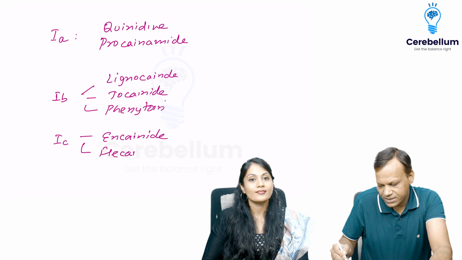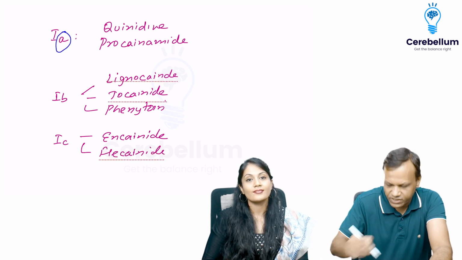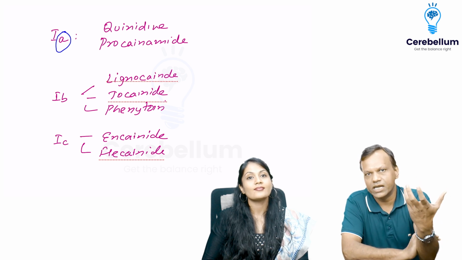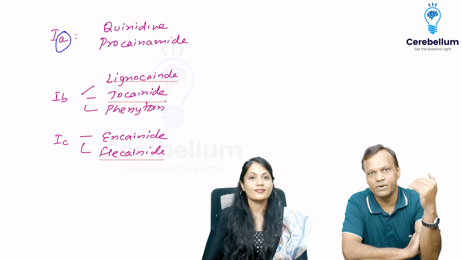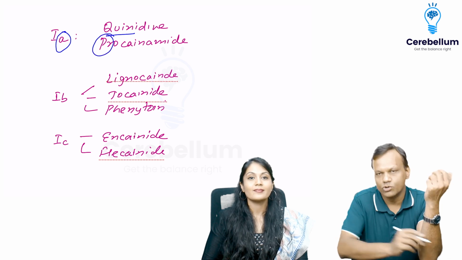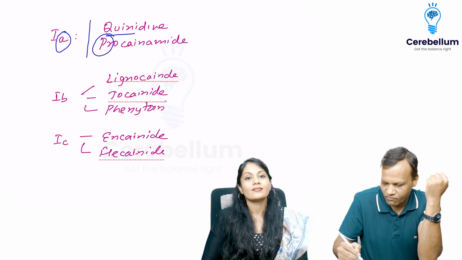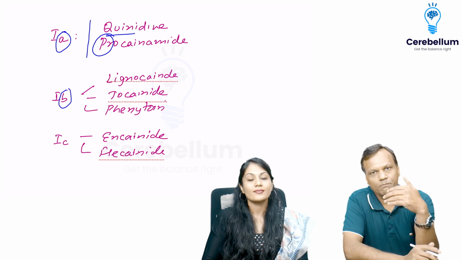So how to remember these drugs? Again, easy to remember. Remember, class 1A drugs start with A, and they are A category people. A category people means hi-fi people. So who are hi-fi people? These are queen and prince. So queen and prince are hi-fi people. They are 1A category. Then 1B category. So they are B category people.